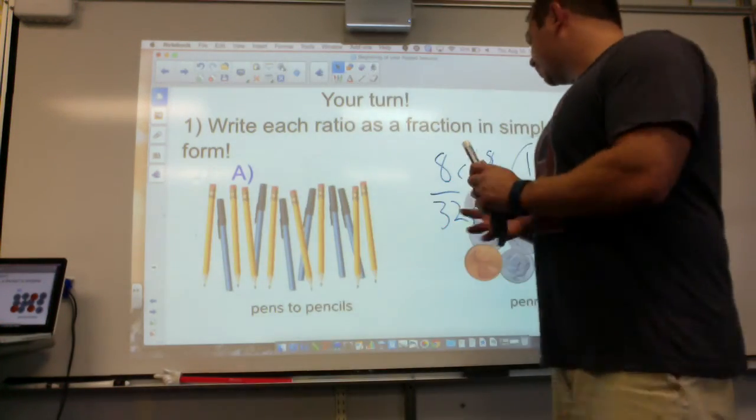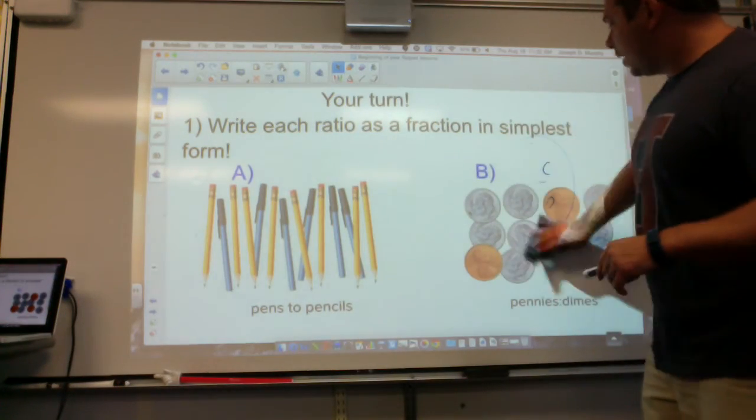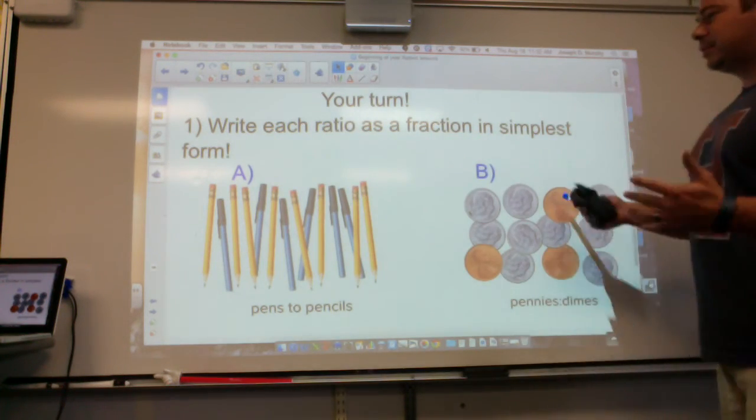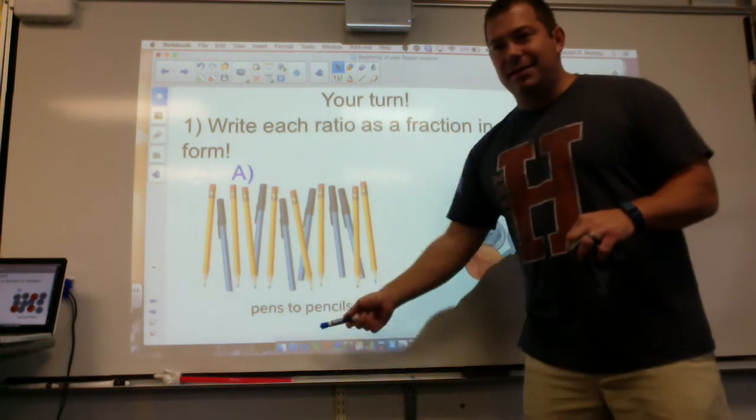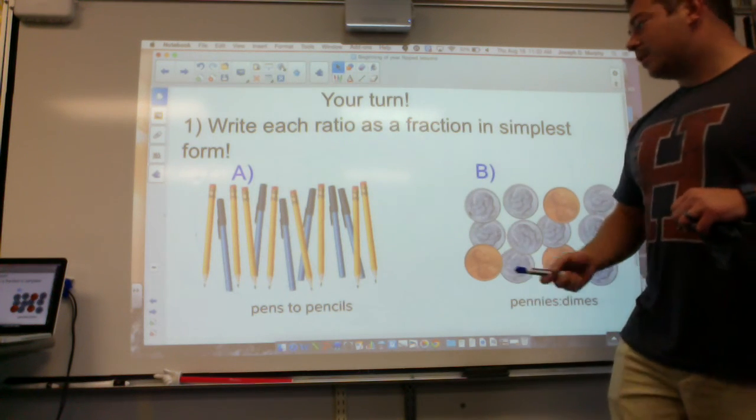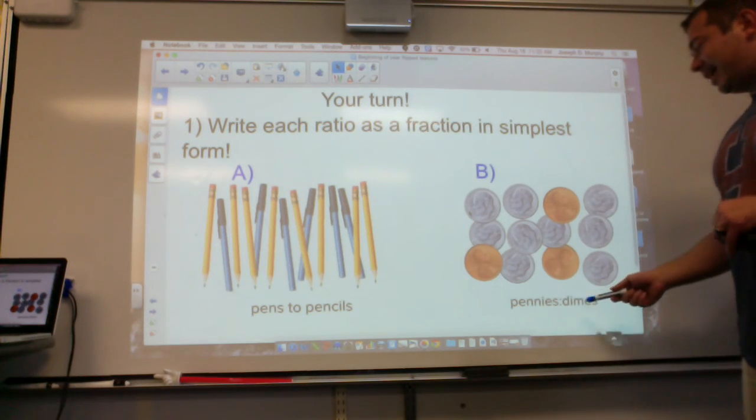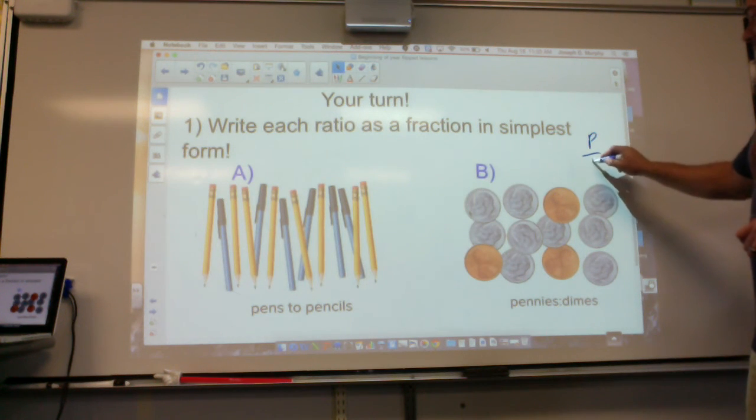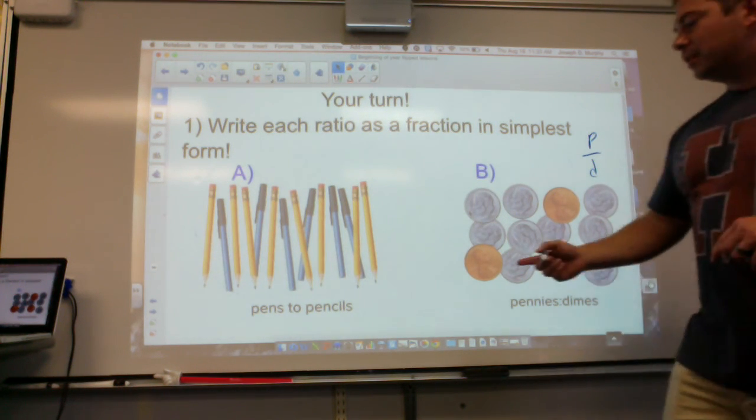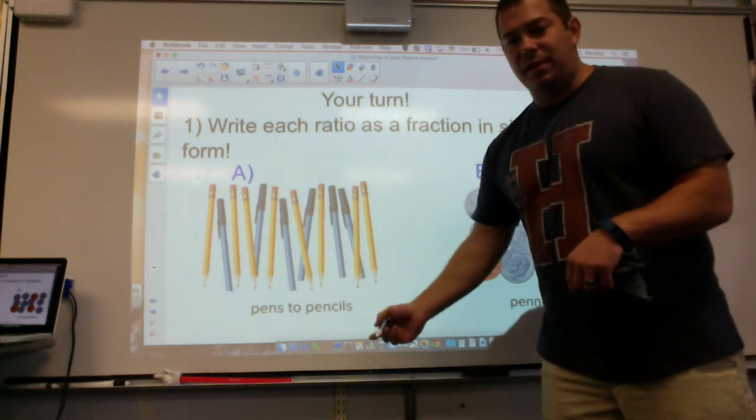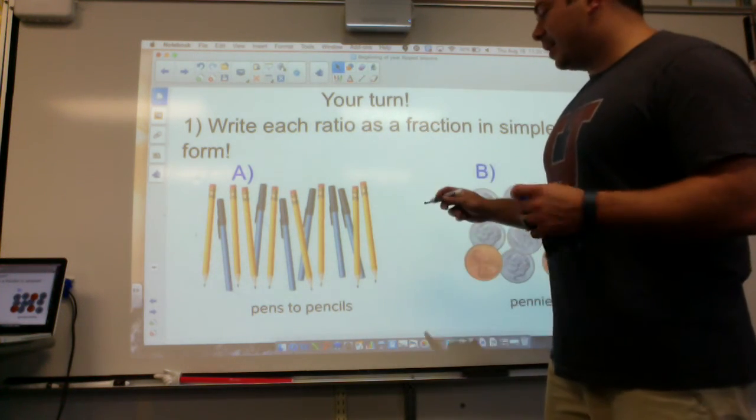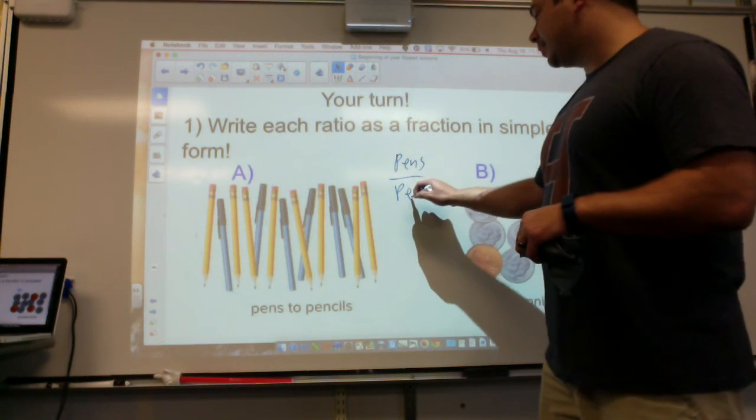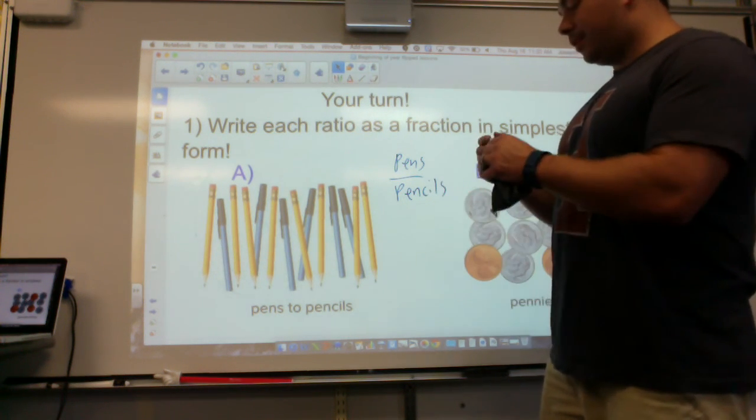Now here it's your turn. You have 2 questions to do this evening. Write each ratio as a fraction in simplest form. We have pens to pencils in this picture, and then we have pennies to dimes. So make sure when you label, your P is on top and your D is on the bottom, pennies to dimes. Over here, they both start with the letter P, so you might want to even write out the word pens to pencils as you label it.